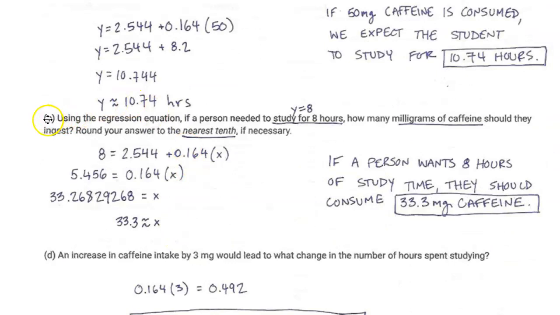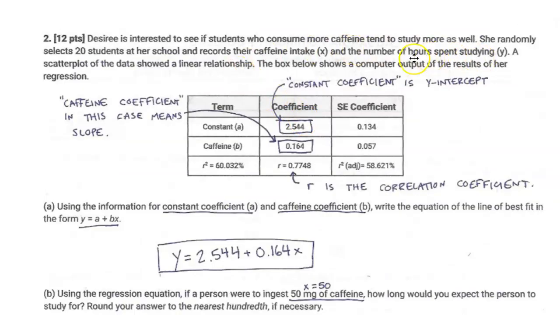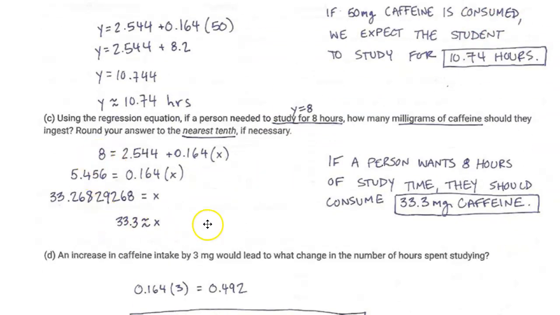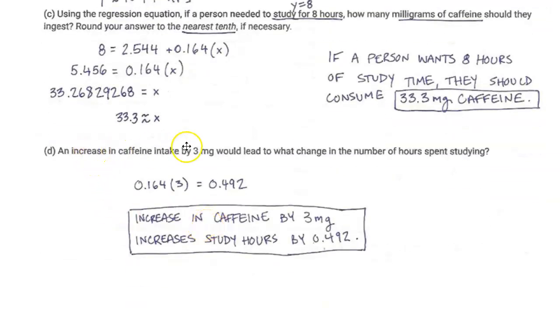And similarly, section C is easy because we're substituting, except this time we're substituting for y, because it tells us study for 8 hours. That means, looking back here, number of hours spent studying is y. I substitute in for y. Easy peasy.